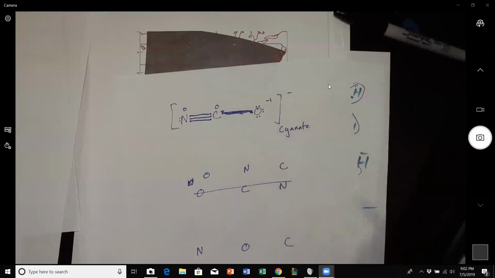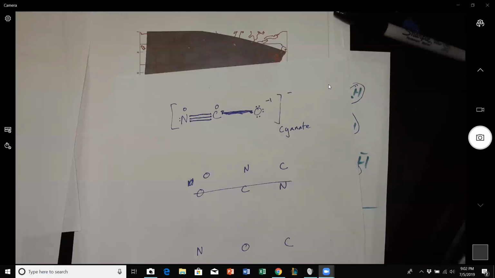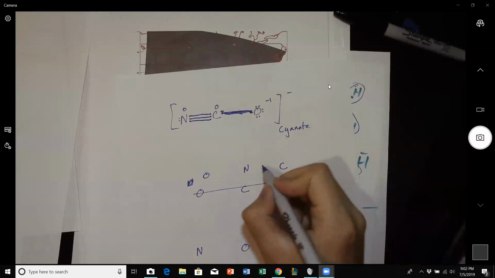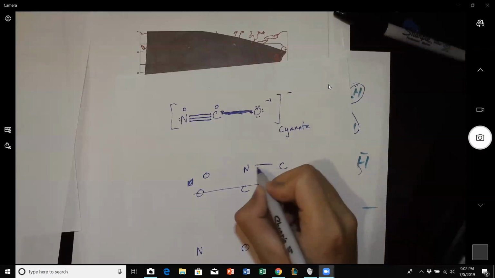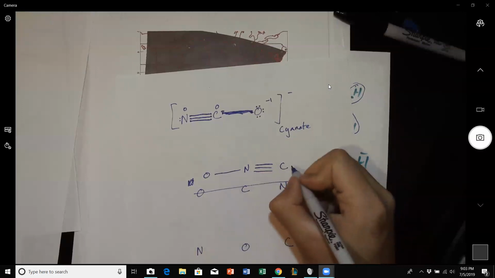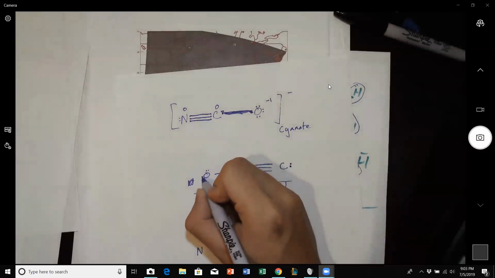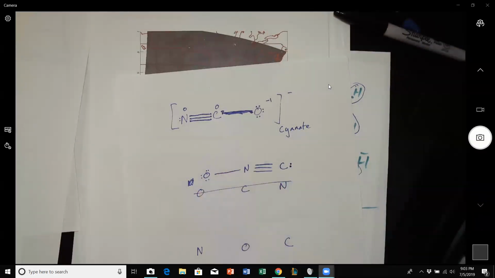Okay. So now let's move on to this one. So we still have a minus charge. This one's a bit more difficult. So what we can do is, why don't we just put in a triple bond here, single bond here, and a lone pair here. Right. Okay. So we have this.